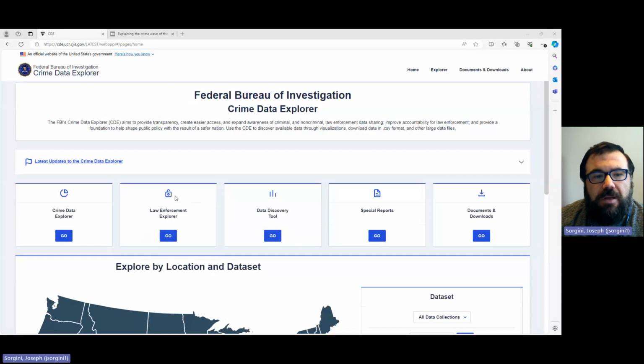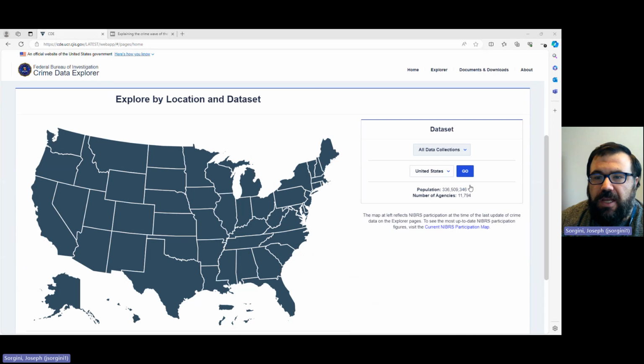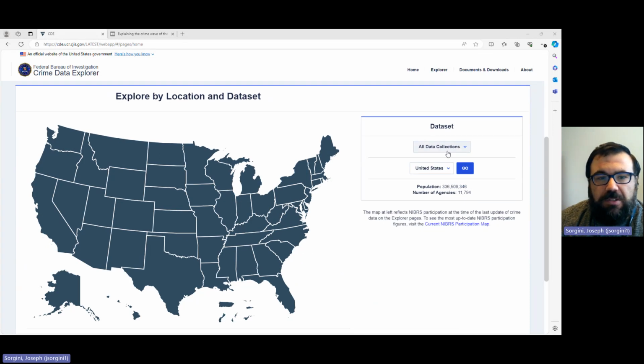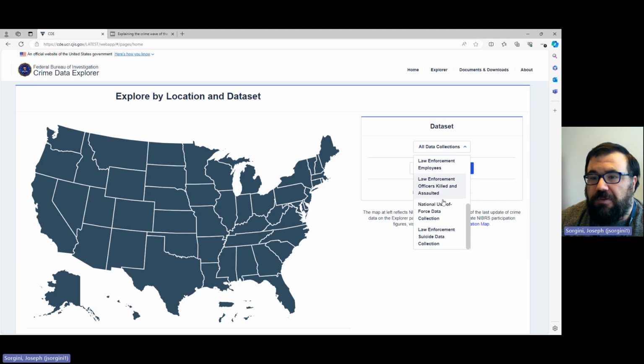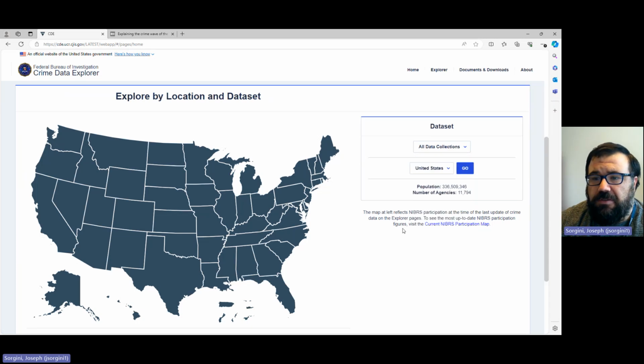Okay, there it is. So what you should be seeing here is the Crime Data Explorer, again compiled by the FBI. And there are a lot of different data sets as you see. There are all data collections that are available and how many agencies out of the over 18,000 agencies actually reported this information. They also have data on crime itself, hate crime, expanded homicide data, property, arrest, the quarterly Uniform Crime Report, and then information about law enforcement employees, including use of force data and officers who have been killed and assaulted or even unfortunately killed themselves on the job.